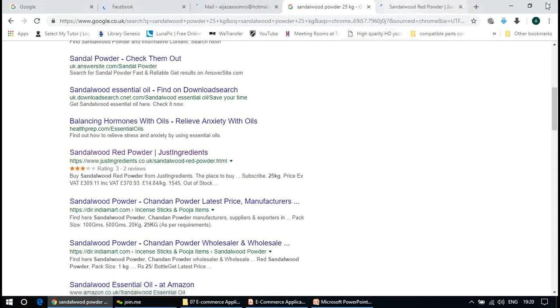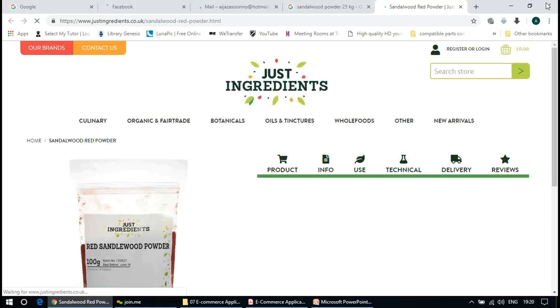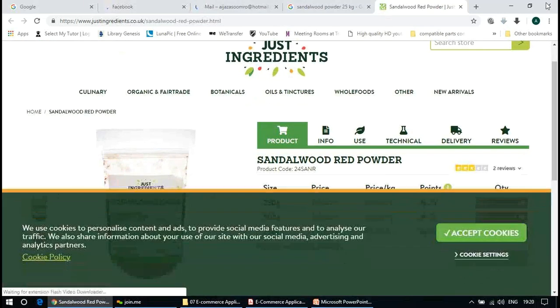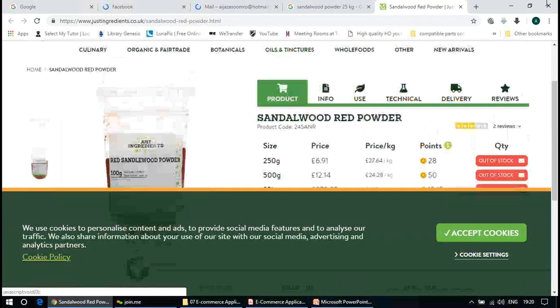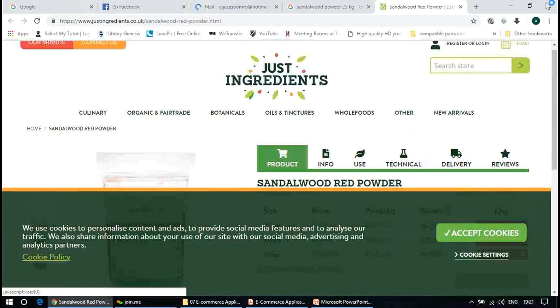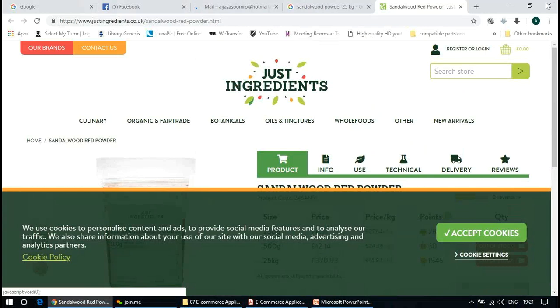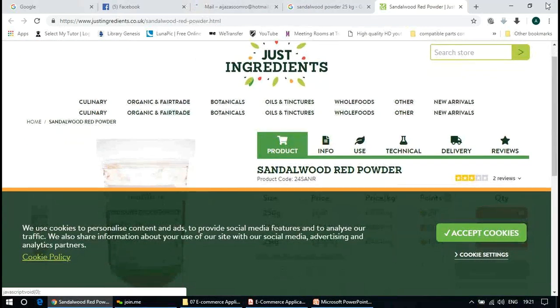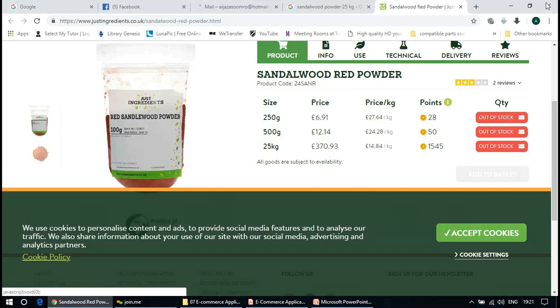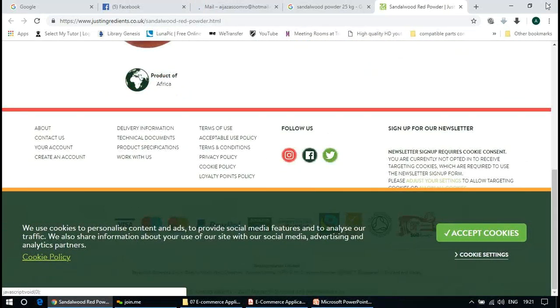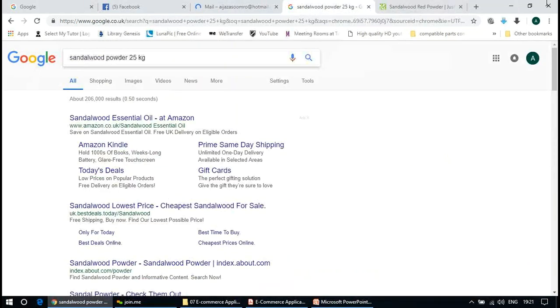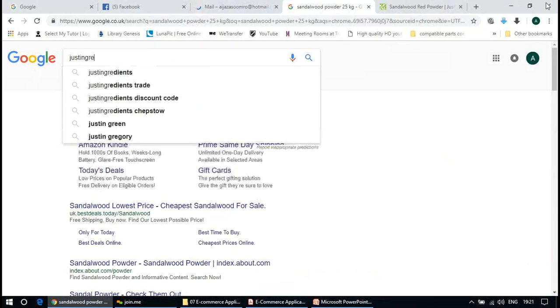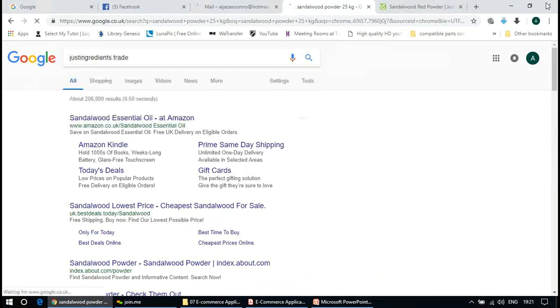Just ingredients, for example. For this website, probably for 25 kg you need a business account, not like a business subscription. Normally you won't be able to buy that from the common, normal account. So both websites, even we can say just ingredients, trade.